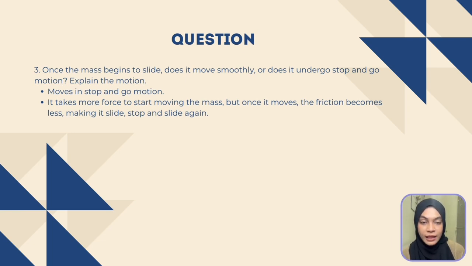Does it move smoothly, or does it undergo stop-and-go motion? And why? Our observations show that it moves in stop-and-go motion. This happens because it takes more force to initially start moving the mass due to static friction. Once it starts to move, the friction becomes kinetic friction, which is less than static friction. This reduction in friction allows it to slide, then it might momentarily catch again and then slide again, creating that characteristic stop-and-go movement.